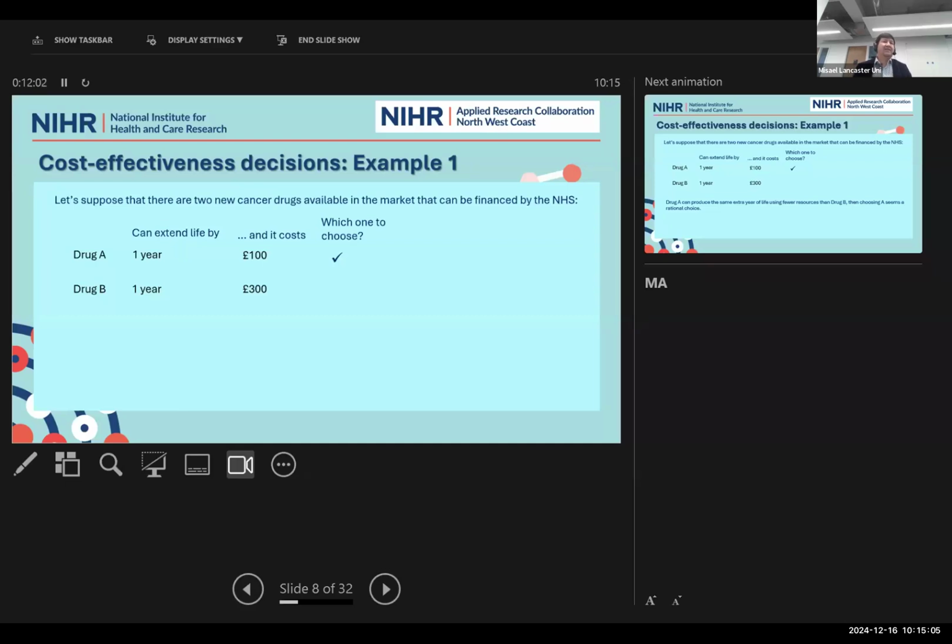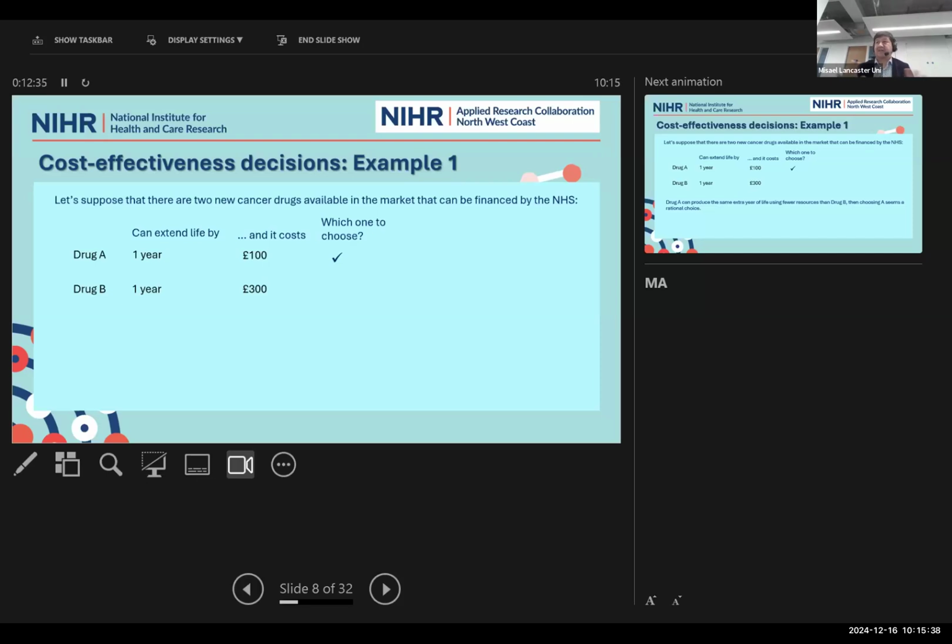Okay. So this is one example of cost effectiveness decisions. Let's suppose that we have 2 new drugs in the market. Drug A can extend life by 1 year, and it costs £100. And we also have drug B that can also extend life by 1 year and costs £300. So here, which one to choose?